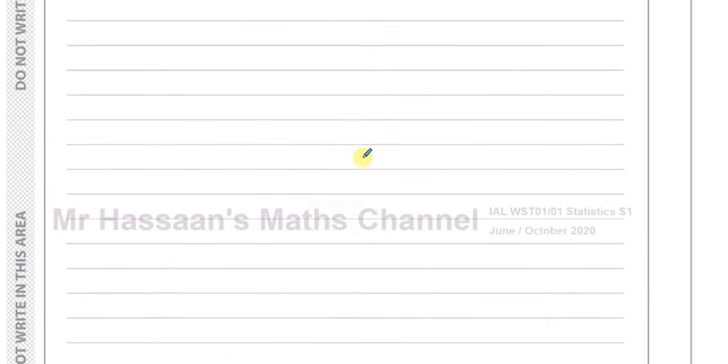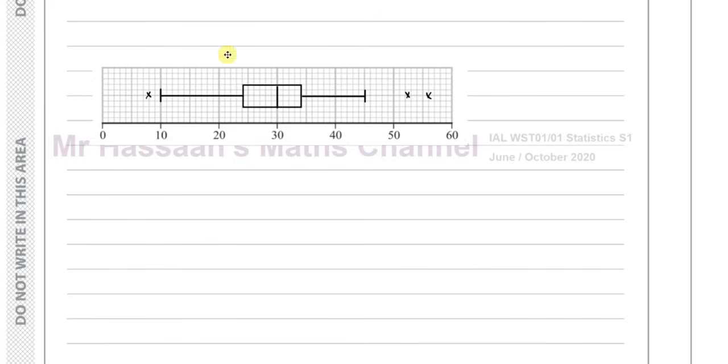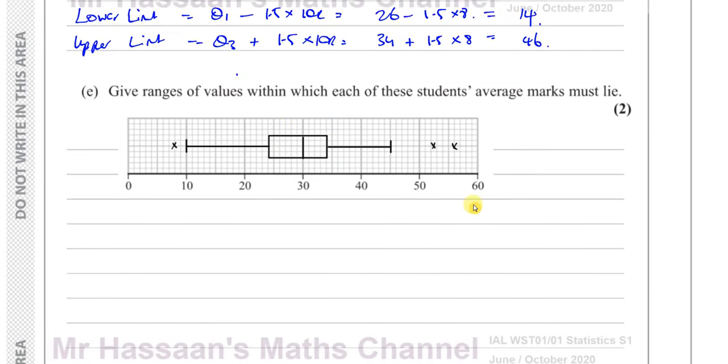Now, let's take a look at the data from the previous part of the question. This is our box and whisker plot. So two pieces of data were added, which caused this to stay as it is, and this to stay as it is, but this changed from there to there. So Q1 moved from 24 to 26. But these two stayed where they were.